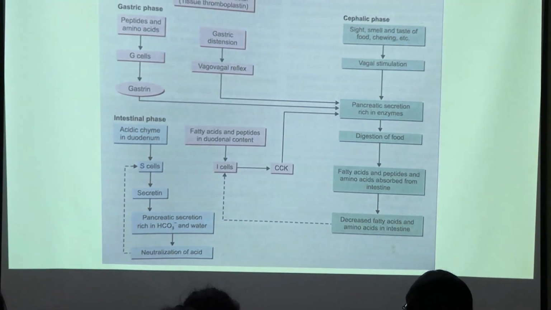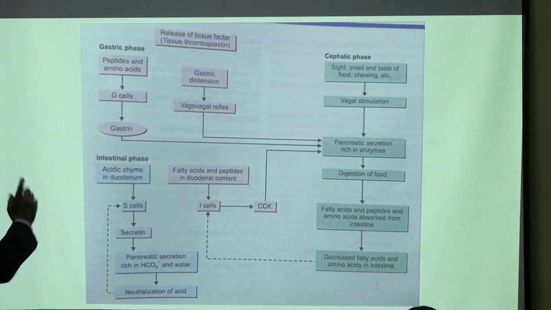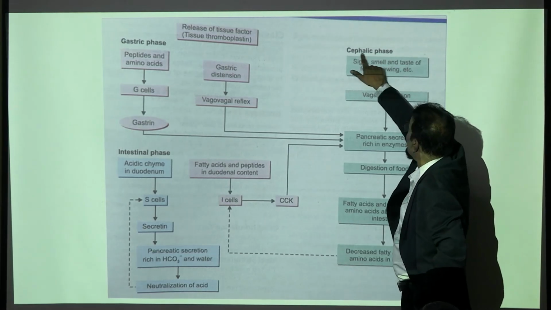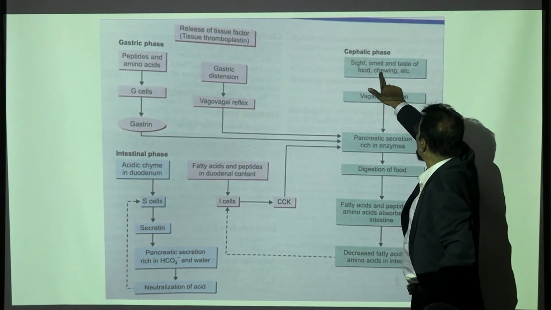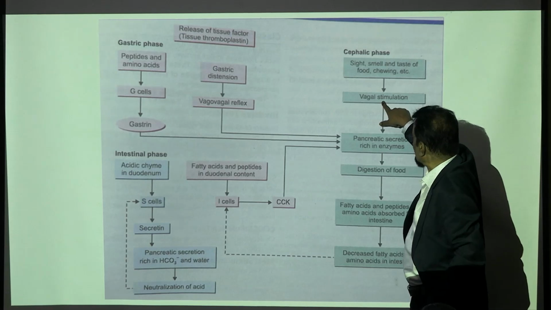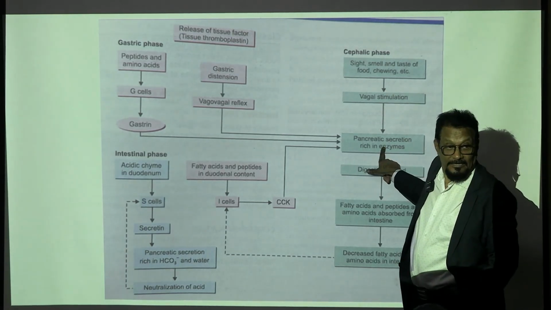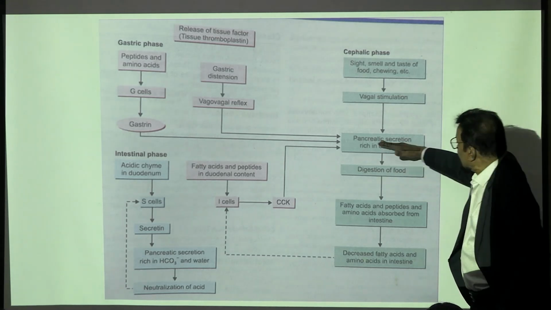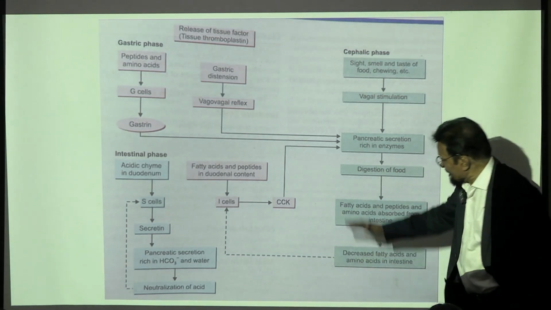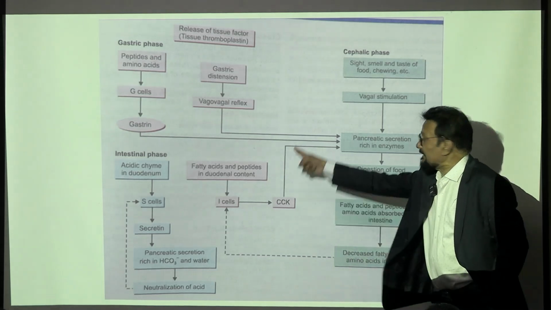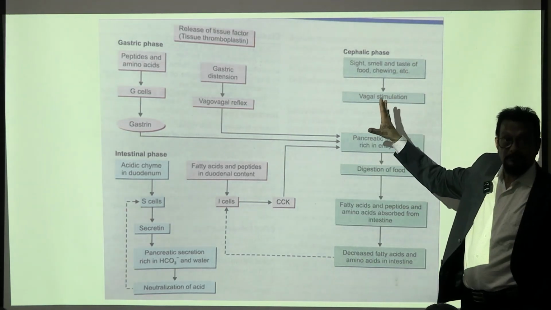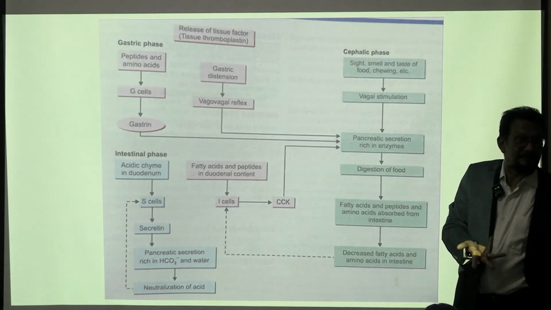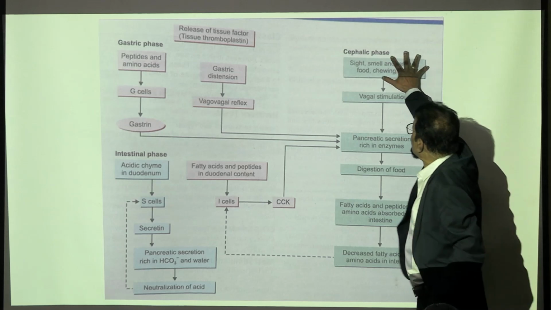You will find this very simple. See, what is the path? Initially is the cephalic phase: sight, smell, taste. These are the psychic stimuli, plus chewing. They are called vagal stimulation. Vagal stimulation through acetylcholine will cause pancreatic secretion rich in enzymes. Now this will digest. When these are digested, there will be inhibition of secretion of all those things. There is no need, because everything is digested. So it will be inhibited.